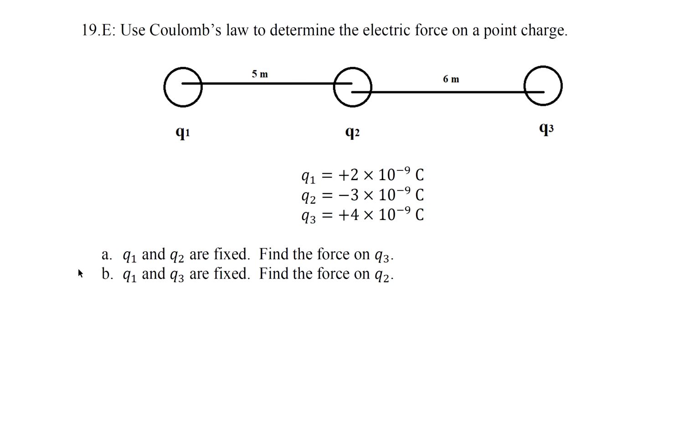Question 19. Use Coulomb's law to determine the electric force on a point charge. Part A. Q1 and Q2 are fixed. Find the force on Q3. So Q1 and Q2 are not moving. What's going to happen to Q3? Well, Q1 is positive, Q3 is positive. So Q1 is going to push Q3 to the right. Q2 is negative, Q3 is positive. So Q2 is going to pull Q3 to the left.